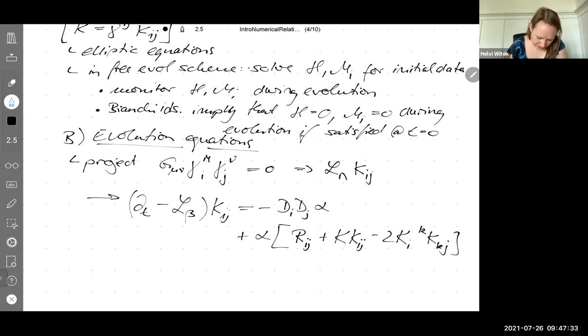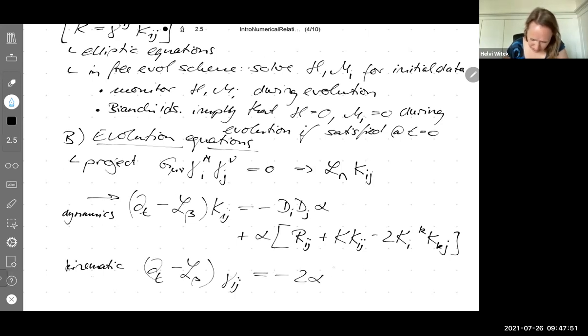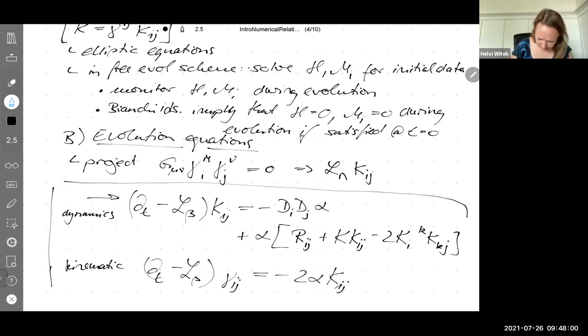And remember, we have found before, so this is the dynamics. And remember, we have found the kinematic equation before, where we had the time derivative minus the lead derivative along beta of the metric equals minus two alpha K_ij. So these are now our complete evolution equations for Einstein's equations in 3+1 form.